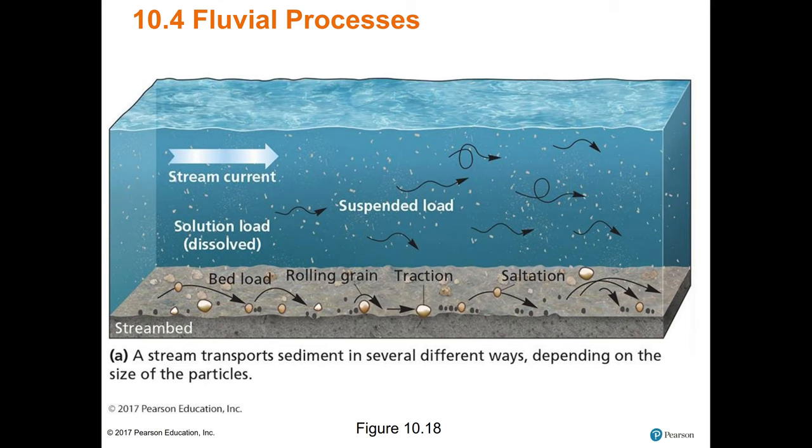So we have these terms for the material that's transported by a stream. There's three types of sediment. I'll start with the largest material, and that's bed load. So the largest rocks are transported as bed load, and they either roll or slide or bounce in a mechanism called saltation. They bounce or roll or slide across the bottom, and that's bed load.